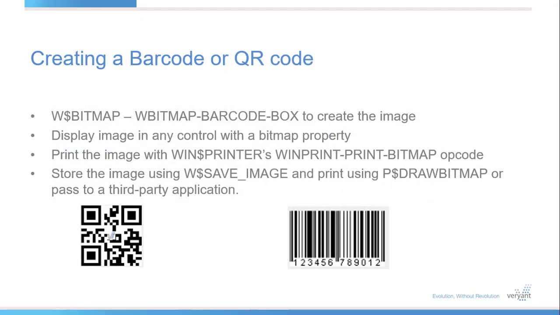We've made it very easy to create a barcode or a QR code using $Bitmap. There are 16 different options for the Bitmap barcode box opcode, and you can customize the colors and the logo image. See the variant logo image in the middle of this QR code. You can include text, use anti-aliasing, set the DPI, and specify the height, width, and orientation.